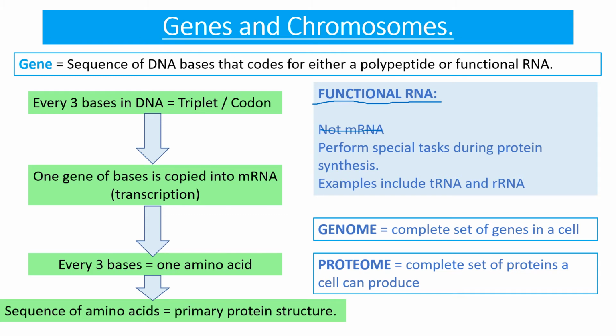And two terms that you also should hopefully be familiar with. The first one, a genome, is a complete set of genes in a cell, but a proteome is the complete set of proteins that a cell can produce. Because obviously a cell might have a full set of DNA, but a lot of the genes are turned on and some of the genes are turned off. So the proteome is the complete set of proteins a cell can produce.